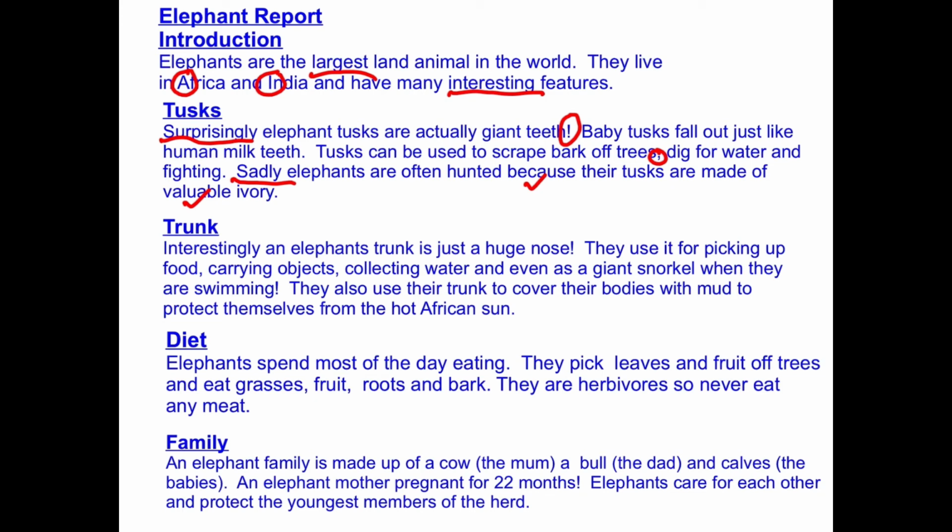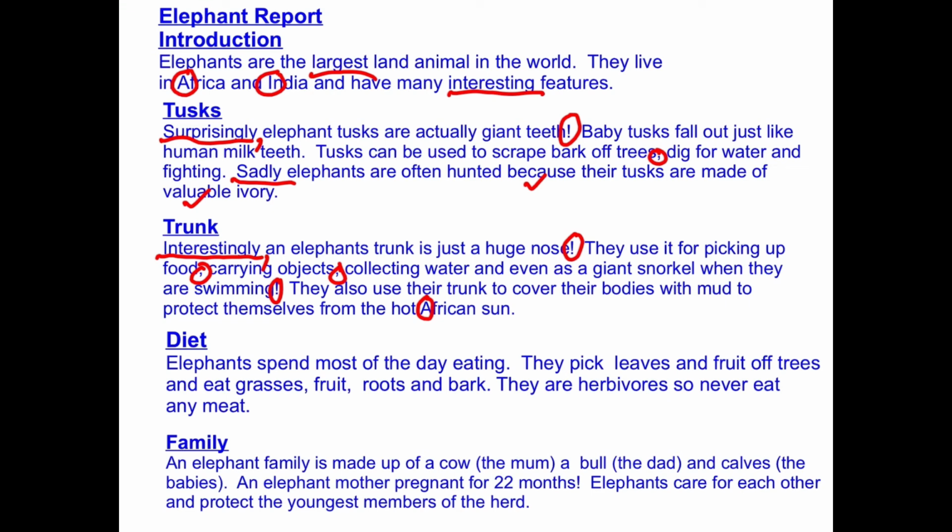Trunk. Interestingly, an elephant's trunk is just a huge nose. There's another exclamation mark. They use it for picking up food, comma, carrying objects, comma, collecting water, and even as a giant snorkel when they are swimming. Another exclamation mark. They also use their trunk to cover their bodies with mud to protect themselves from the hot African sun. And I've remembered that African has a capital letter. We've got another adverb opener there. We've got interestingly. You can put commas after openers like that.